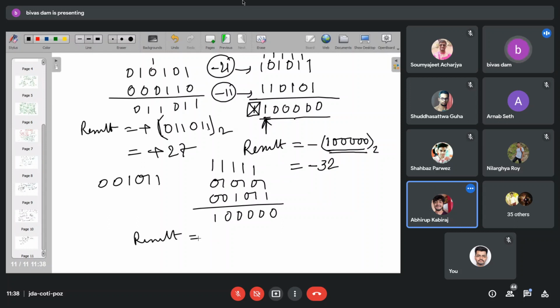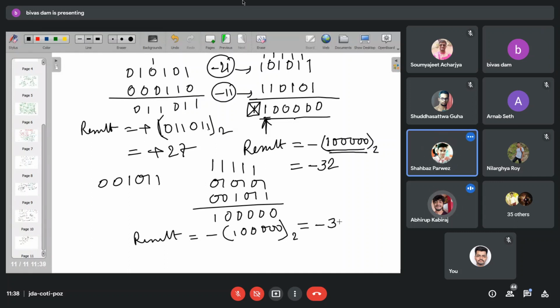Shouldn't it be the 2's complement of this, the minus? Sir, minus of this 2's complement. How much? Sir, 32. Minus 32. Is it the required result? No, sir. What has happened here? It exceeded the range. Overflow has occurred.